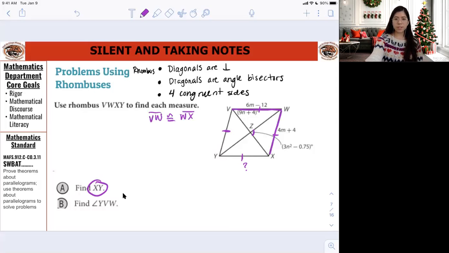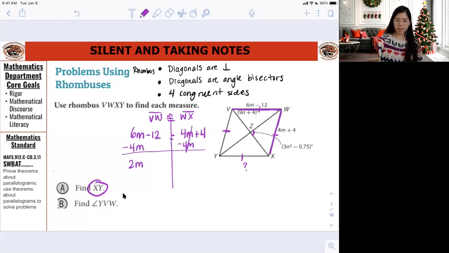So VW is congruent to WX, which means that 6m minus 12 is equal to 4m plus 4, because they're congruent. So with that, I can get the value of m. Minus 4m minus 4m. I know that 2m minus 12 is equal to 4. I add 12 to both sides. I get 2m equals 16, which means that m is 2.